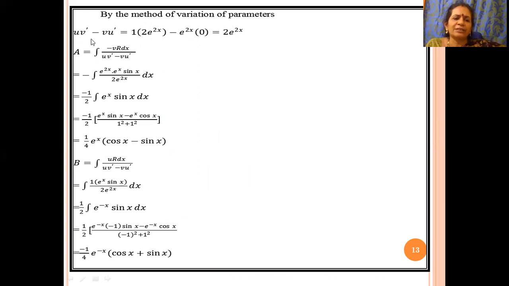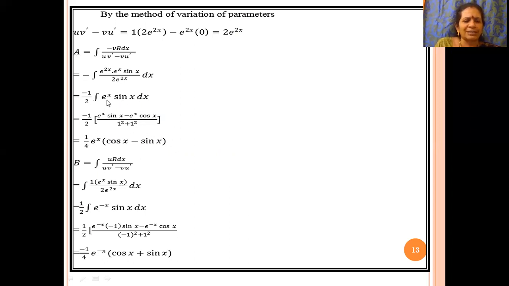After getting uv dash minus vu dash, what we have to do? Why are we finding it? Because in A we need this value in the denominator. So that's why first we find out this value separately. Now substitute this value directly for finding the value of capital A, right? So this is the formula for capital A. Now substitute this value here, we will get this. Now integrate, simplify, then we'll get the capital A value is this one.